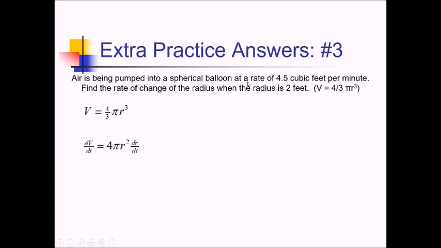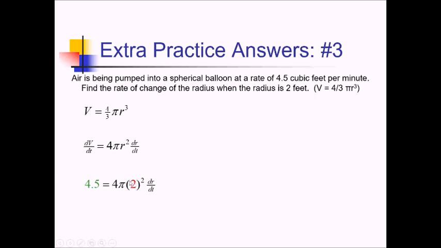The balloon is expanding at a rate of 4.5 cubic feet per minute, so 4.5 is our dV over dt. And then for r, well, they want to know the rate of change of the radius when the radius is 2 feet. So this is the instant value of the radius is 2. So I'm going to write 4.5 equals 4 pi 2 squared dr over dt. And now to get dr over dt, I'm going to go ahead and divide here. And I can simplify this stuff on the right to, this will be 16 pi.